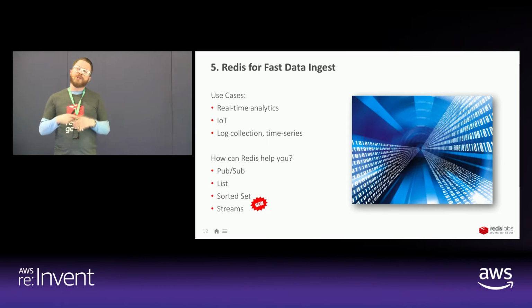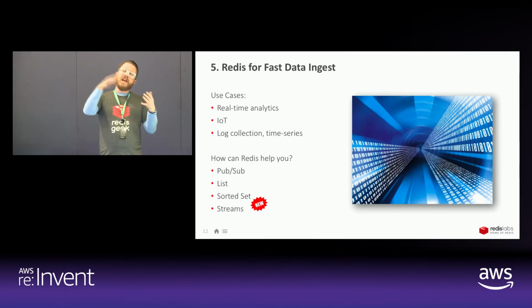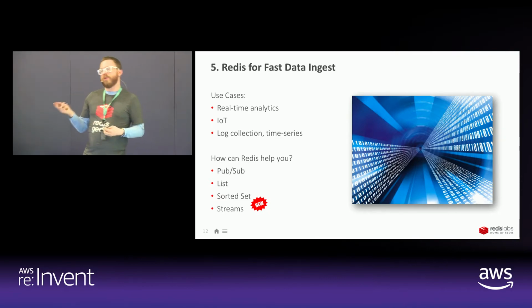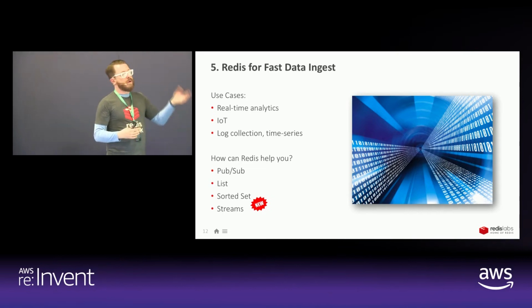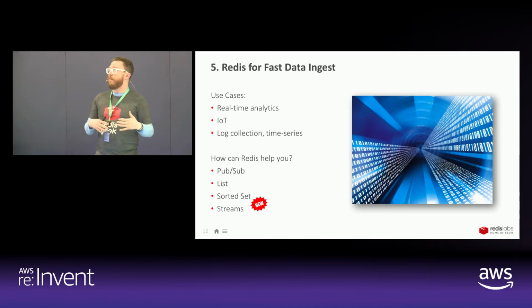We have sorted sets, which are, as we mentioned earlier, a set with a natural sort order. So that sort order can represent some sort of time. And you can use that to go through and say, give me the most recent things that have come through.